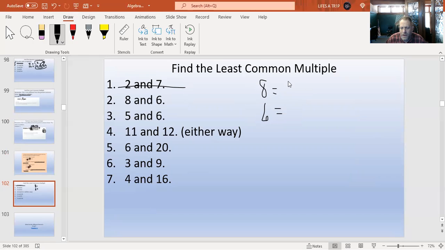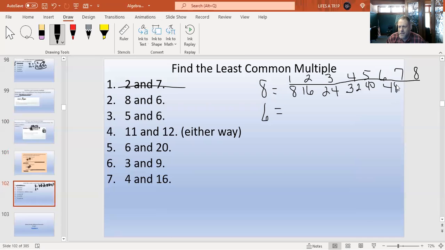All right, so let's slide this up over. I'm not sure how far we're going to need to go, guys. So 8 times 1 is 8. 8 times 2 is 16. 8 times 3 is 24. 8 times 4 is 32. 8 times 5 is 40. 8 times 6 is 48. All right, let's stop there for a minute.